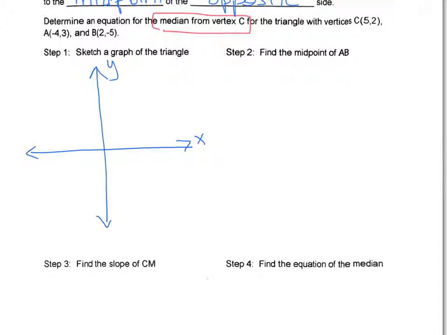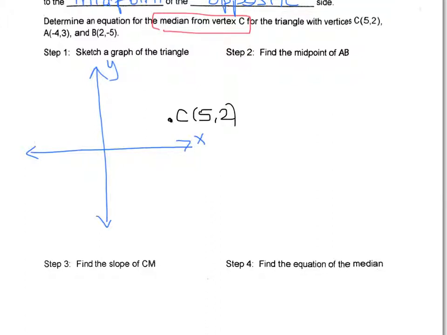So it says determine the equation for the median from vertex C of the triangle with vertices (5, 2), (-4, 3), and (2, -5). So I'm going to sketch those out. I'm going to draw those vertices on my grid approximately where they would be. So let's say (5, 2), approximately over here. That's vertex C, and I'm going to put the coordinates right on there.